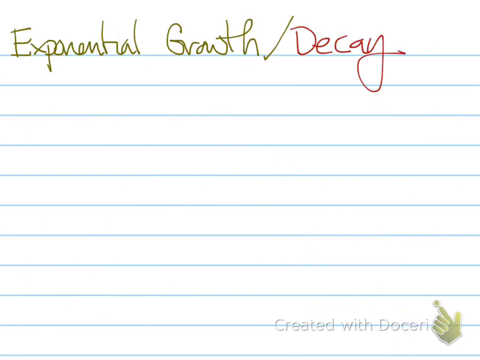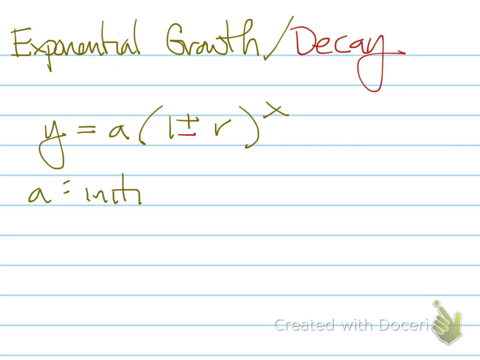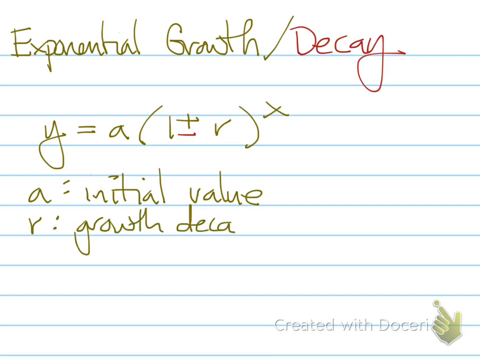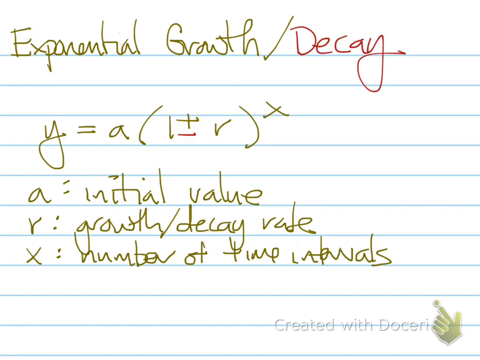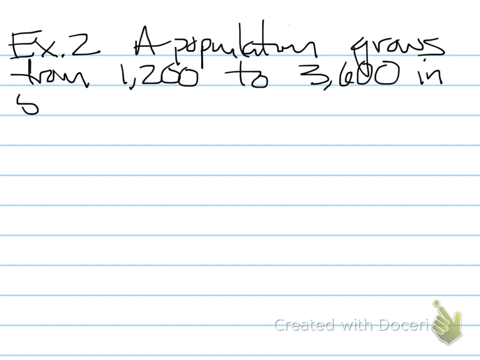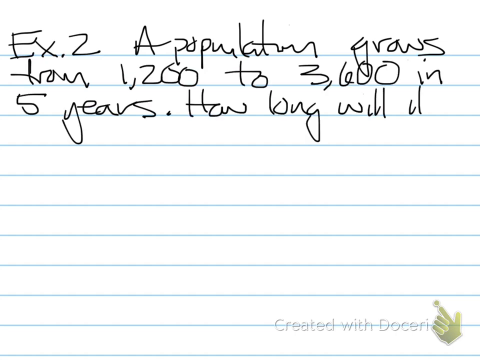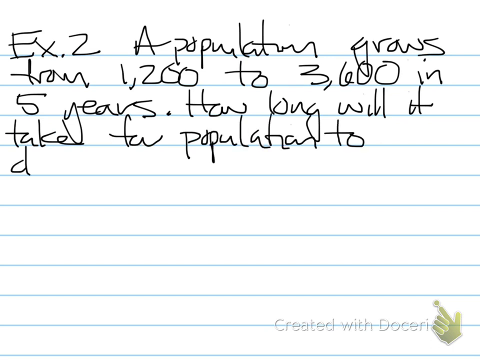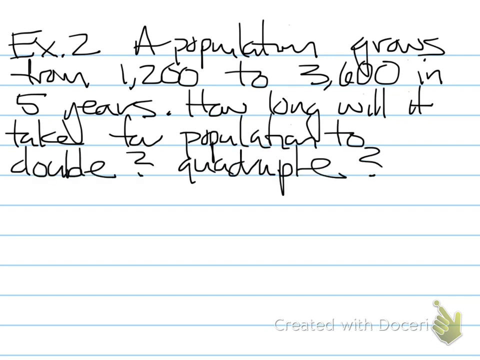For exponential growth and decay, we use the following formula, where the plus is used for exponential growth and the minus for exponential decay. A is the initial value, R is the growth or the decay rate, X is the number of time intervals. So in example 2, it says the population grows from 1,200 to 3,600 in 5 years. How long will it take for a population to double? How long will it take to quadruple?